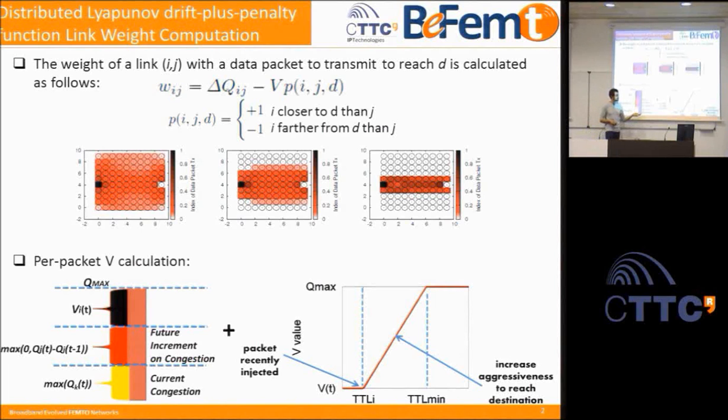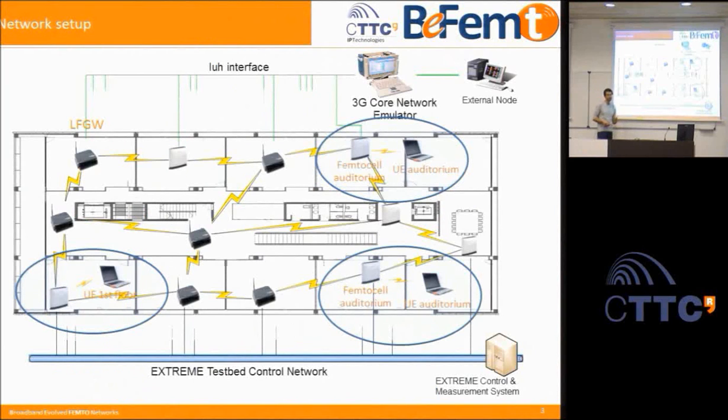In other implementations of our scheme, we could use any other DSCP value in the header or some other definition of flow that you may want. So this is the basic idea of our routing protocol. And what is the setup that we deployed for bFemto?